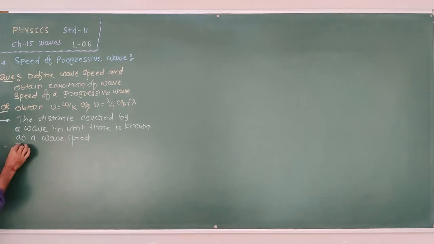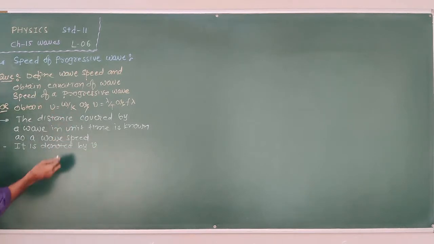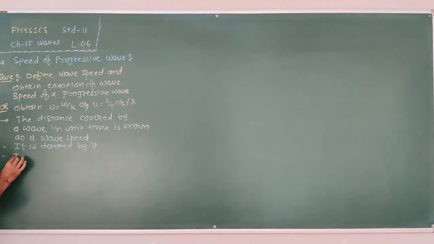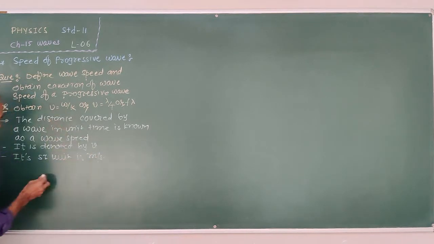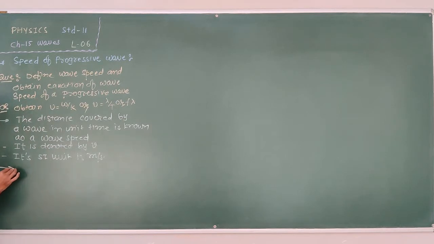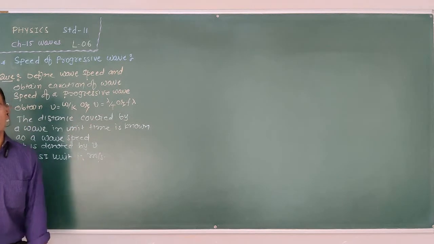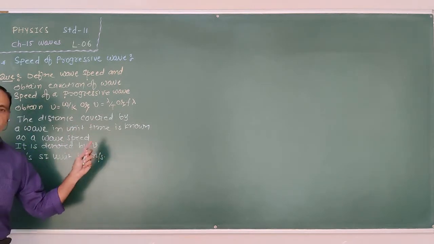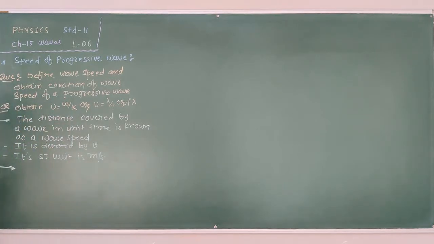It is denoted by v, the same symbol as the speed of a particle. Its SI unit is meter per second. Now we require the equation of wave speed of a progressive wave. Therefore, to find the speed of a progressive wave, the speed of a crest on a wave is required.